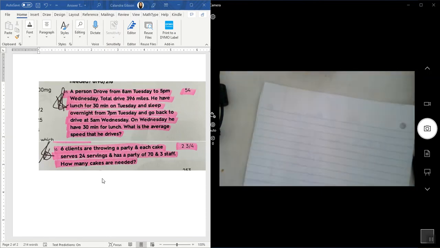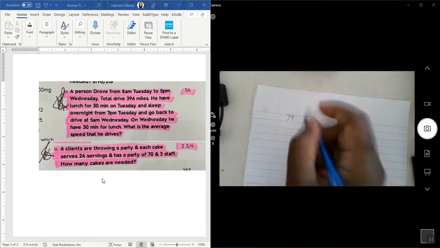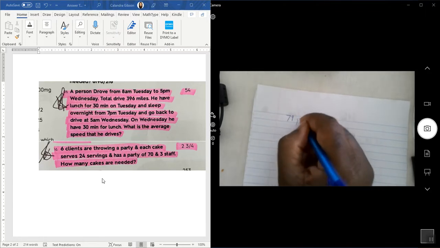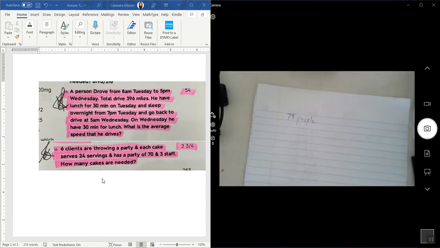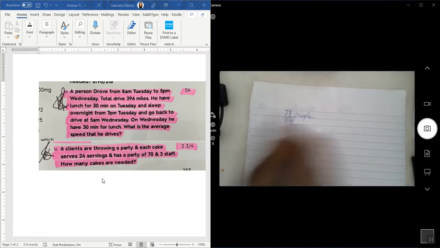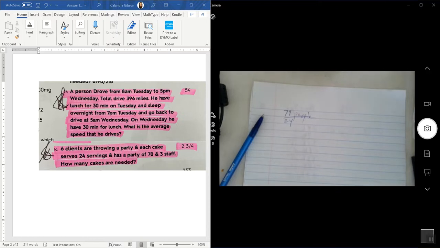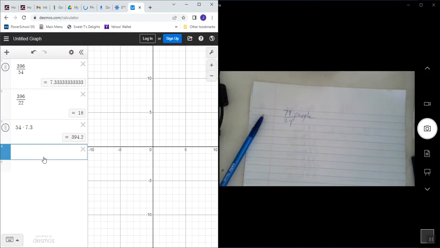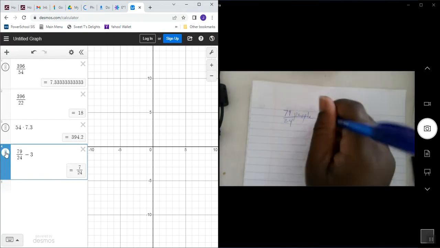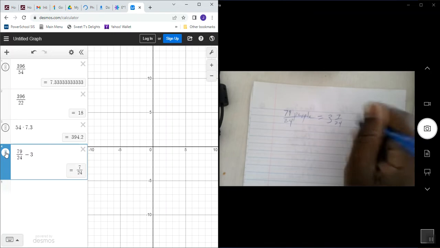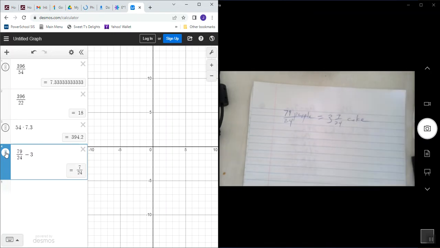So first of all, with the 79 people. Now remember, 1 cake is 24 servings. So we could just take that 79 and divide it by 24. So then that'll be 3.29. Now let me do this here because I want to see what the fraction is. So this right here would be 3 7/24 cake. That would be all of them added together.